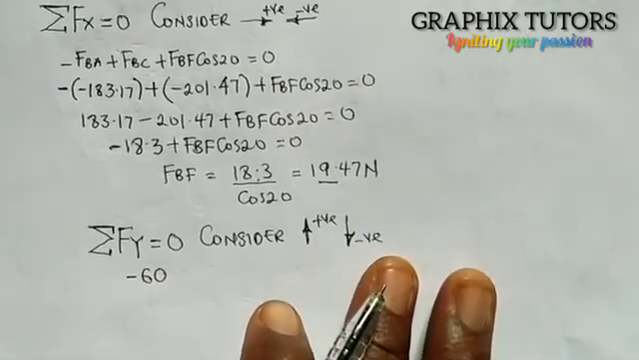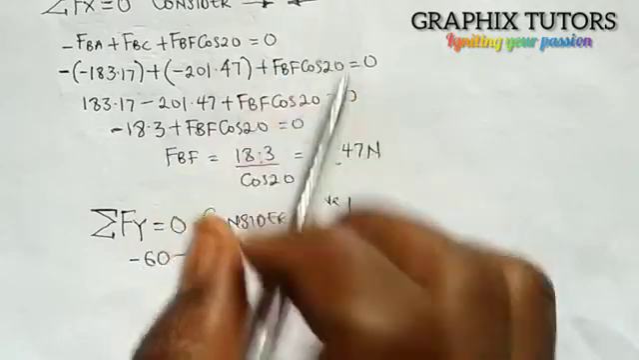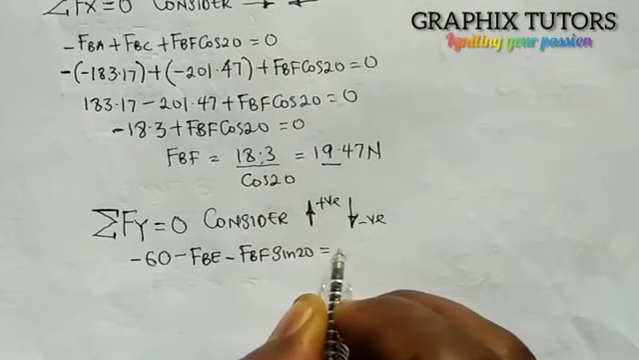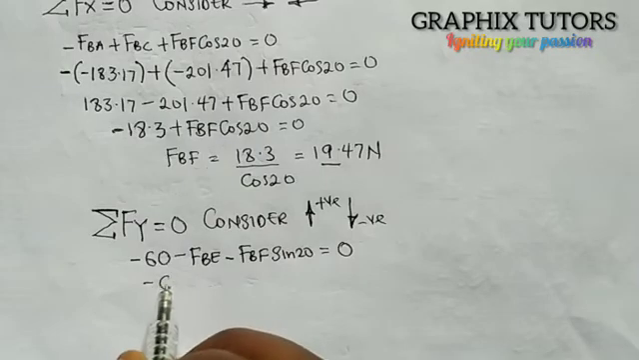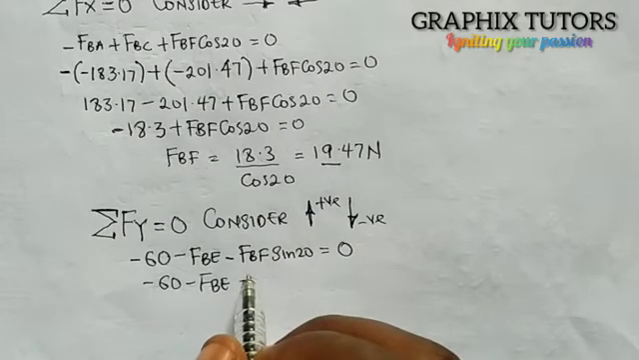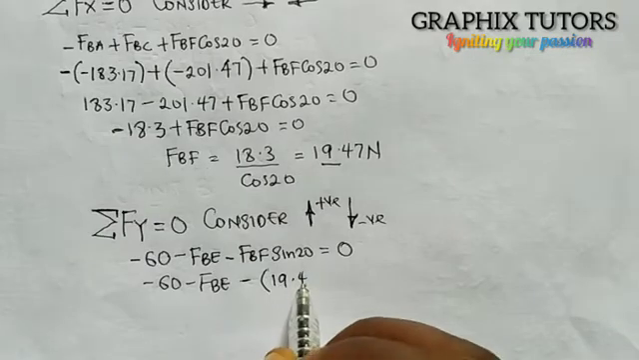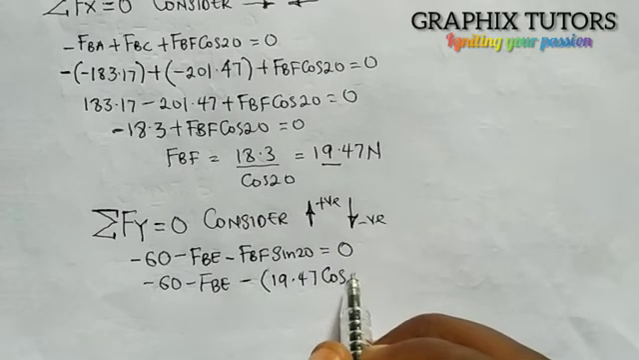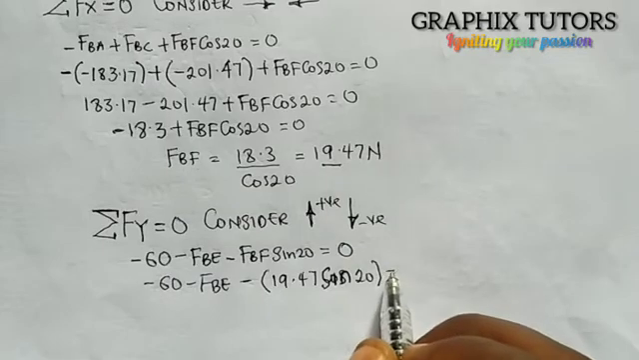Here we have FBE acting downward, minus FBE. So we have FBA sin 20 acting downward, minus FBF sin 20 equals to 0. So we know FBF is 18.3. So I'll say minus 60 minus FBE minus, brackets, we have 19.47 sin 20, sorry, sin 20. That'll give us what? 0.